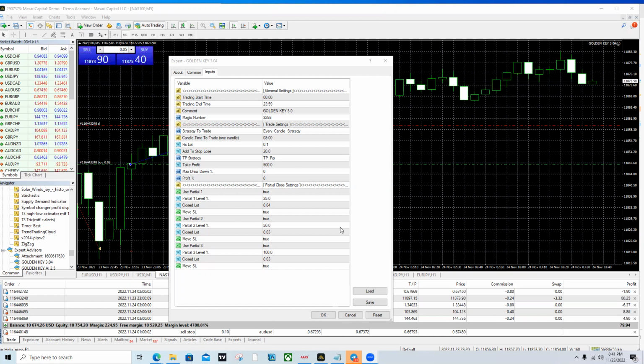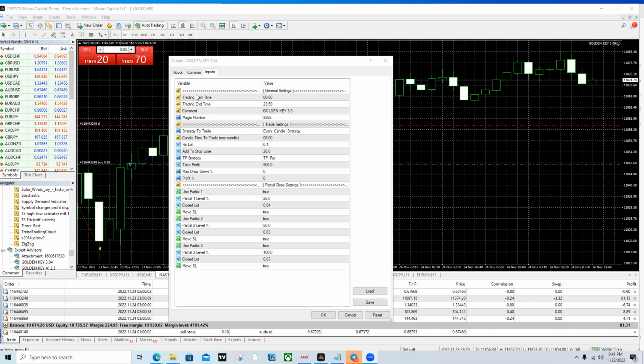But this Golden Key 3.0 still has the same settings as the original Golden Key that we had, based off of the hour time frame. And now with this 3.0, you can actually pick the hour time frame that you want to use. You can utilize the original strategy based off of the Asian session. We're also going to teach you how to utilize it for the New York session, the opening bell, and the London breakout.